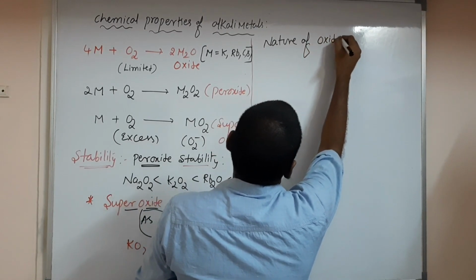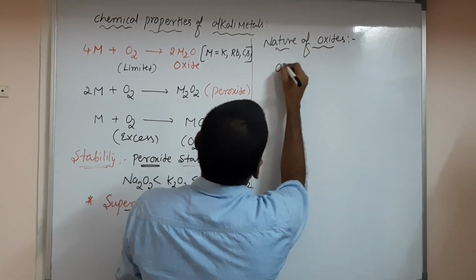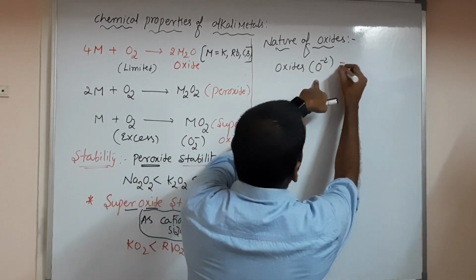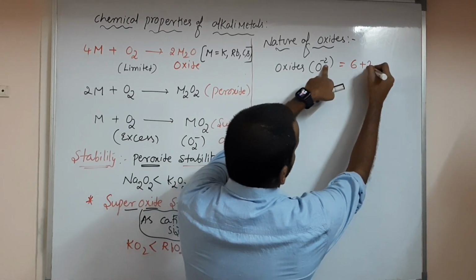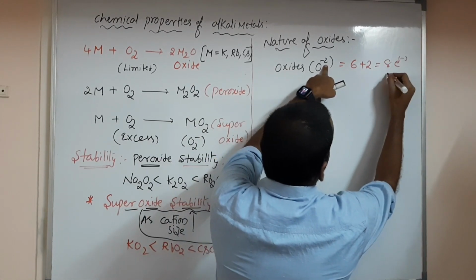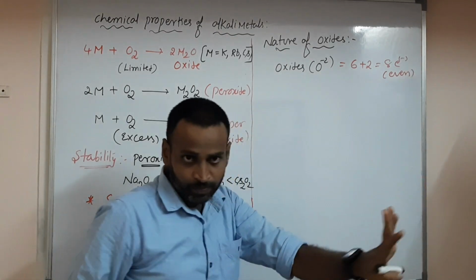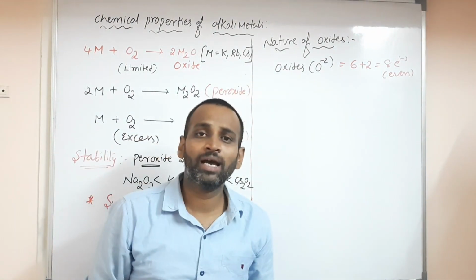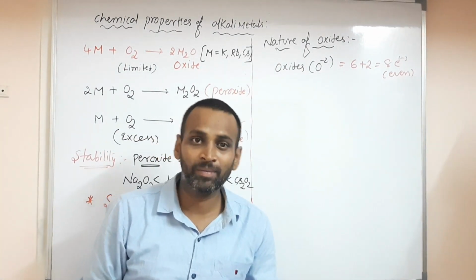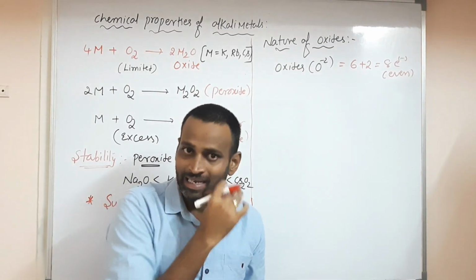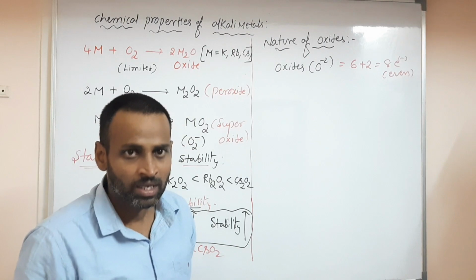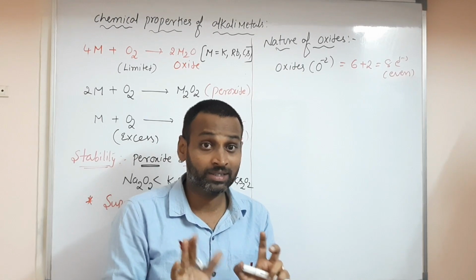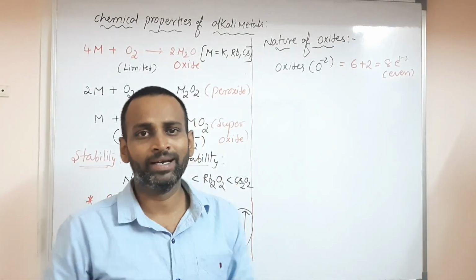Nature of oxides. If you see oxides, O minus 2, oxygen valence electrons how many? 6. Minus 2 means 2 electrons taken, 6 plus 2, 8 electrons. So an even number of electrons, and there is no unpaired electron. So is this paramagnetic or diamagnetic? You have this concept in MO theory and chemical bonding. Paramagnetic means attracted towards a magnetic field due to unpaired electrons. Diamagnetic means not attracted; diamagnetic substances have completely paired electrons.